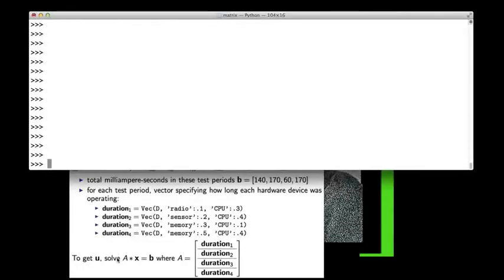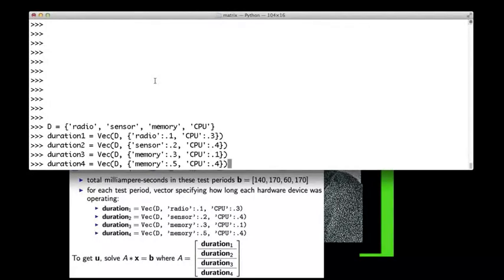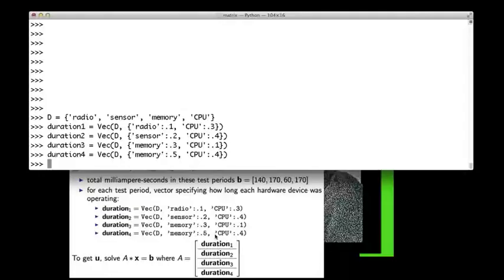Let's solve this matrix vector equation using the solve procedure. First, we have to construct these vectors. They all have the same domain. Now we construct them using that domain. Next, we construct this matrix whose rows are the vectors. We'll use rowdict2mat for that.